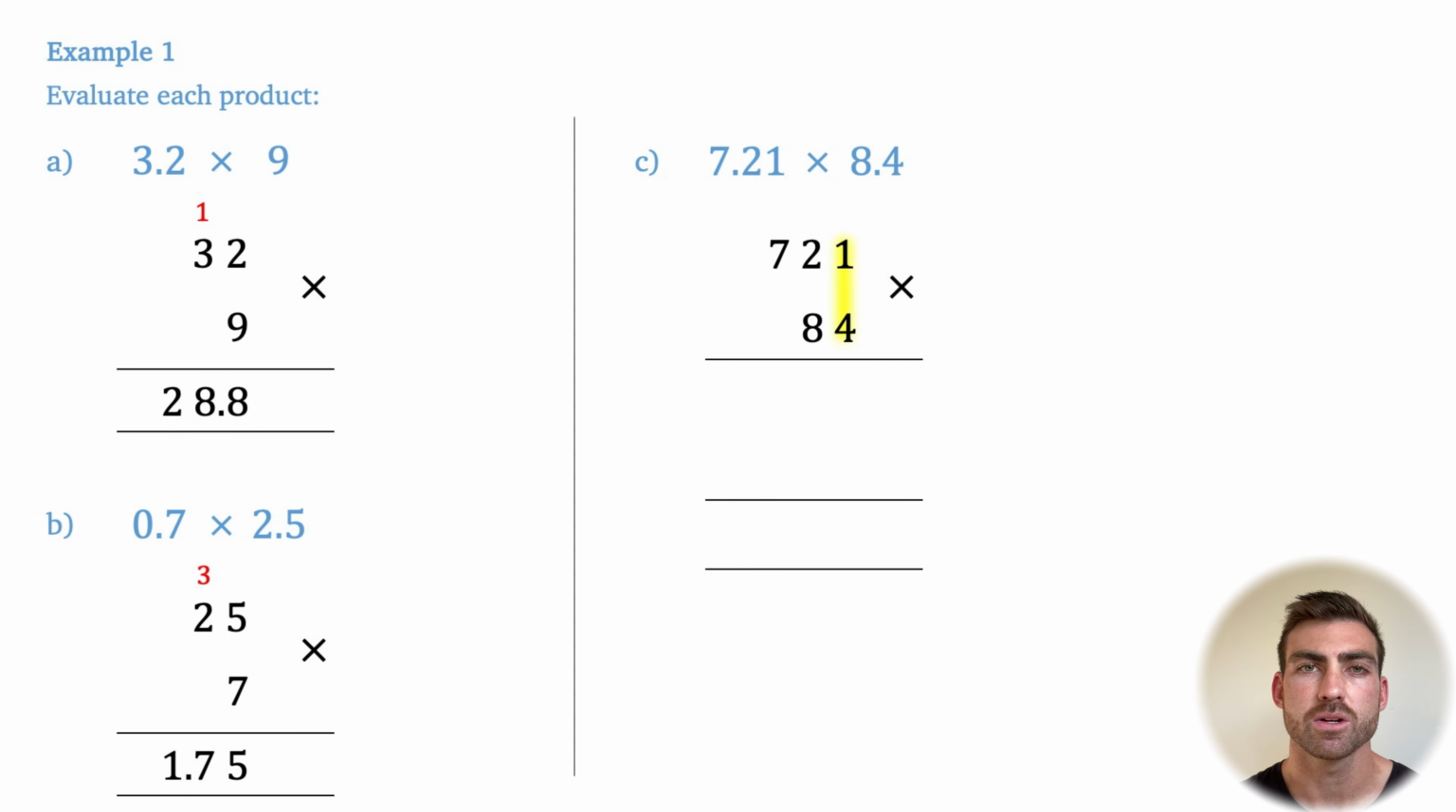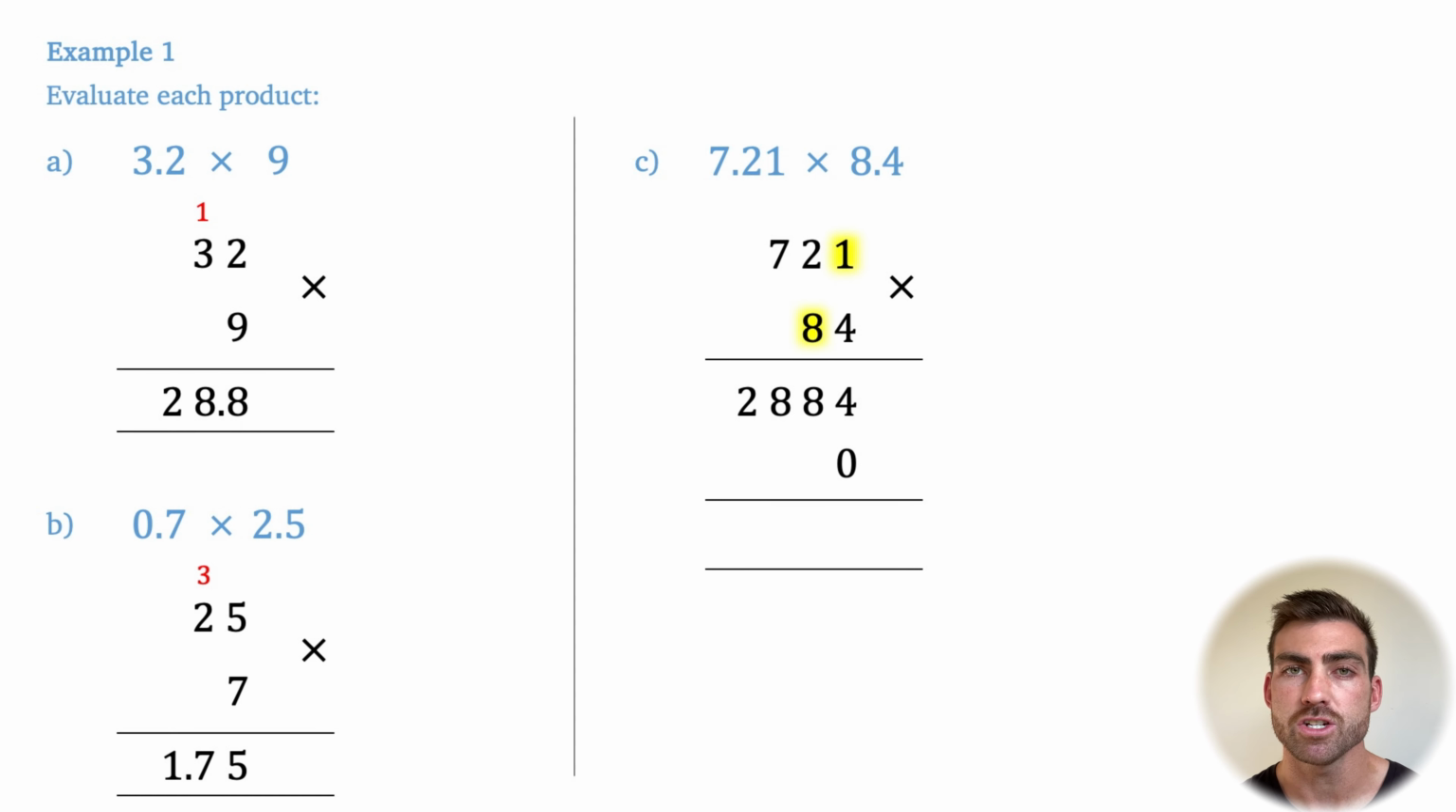First multiplying this column. 4 times 1, which equals 4. Then 4 times 2, which equals 8. Next 4 times 7, equaling 28. Next we need to multiply the tens column, the 8. Before we start, we add a 0 to the next row.